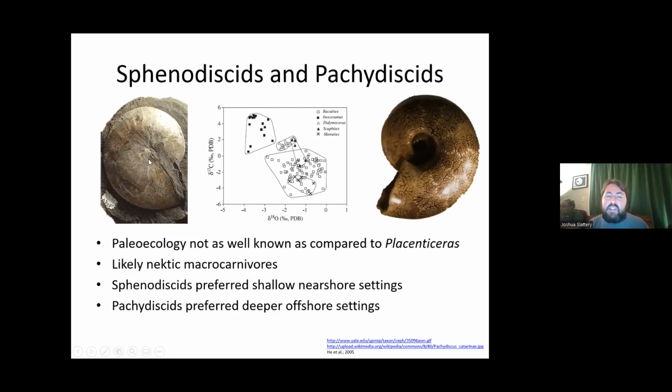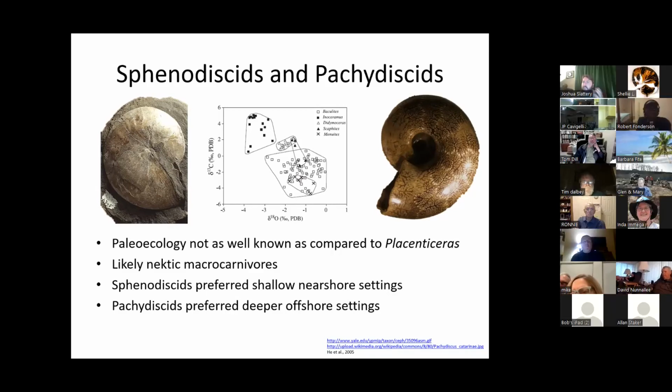The Sphenodiscids seem to prefer shallow water facies, usually in the near shore. The pachydiscids seem to have lived up in the water column and were probably living more offshore. They did not like going into these shallow nearshore facies. Both are probably nektic macrocarnivores like the Placenticeratids, but we don't really know. There hasn't been any description of their jaw structure or what they were feeding on. So we really aren't sure what they were doing, but we think they probably had similar ecologies based upon their shell morphology.